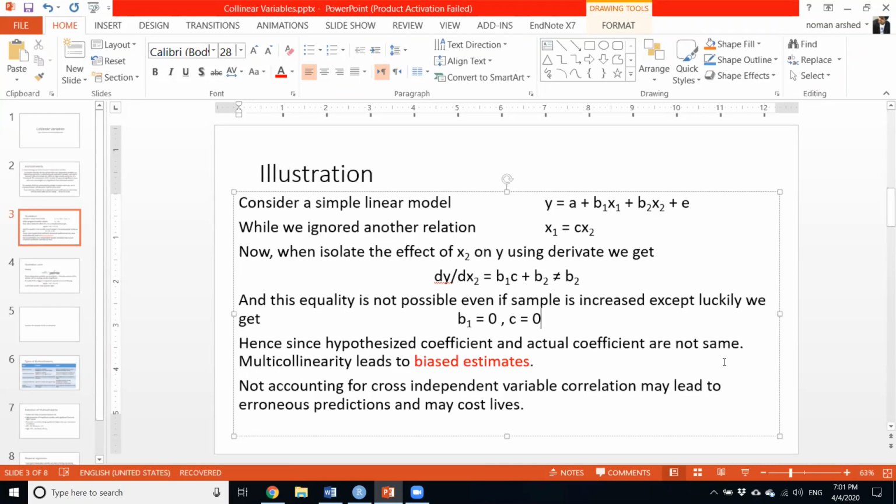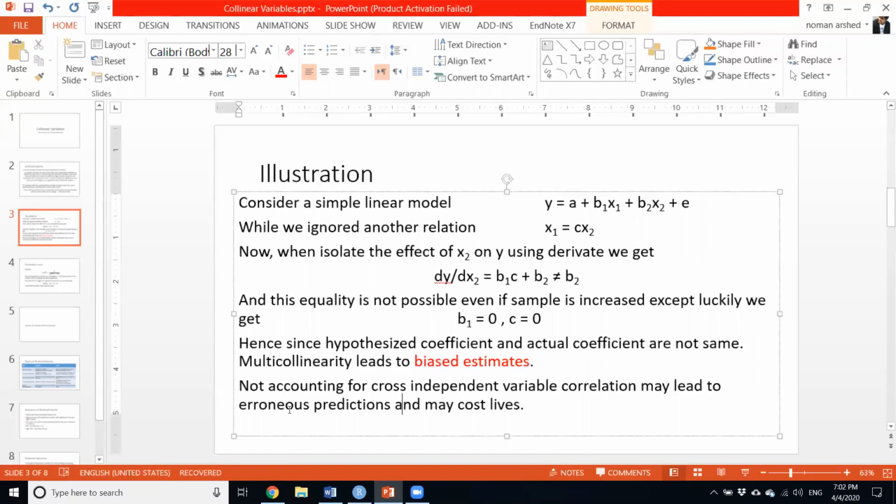So not accounting, and further, if we assume that this relation does not exist, so not accounting for the cross independent variable correlation may lead to erroneous predictions and may cost lives. So it means if we don't account for this multicollinearity, and in real life we make a policy out of this model, it will give us wrong results.